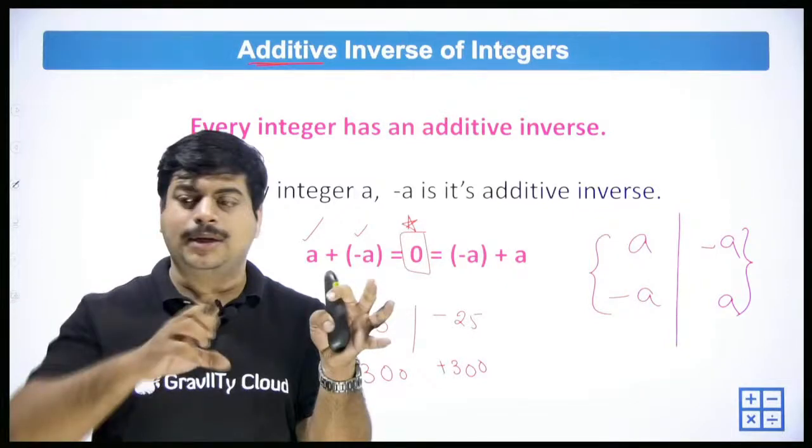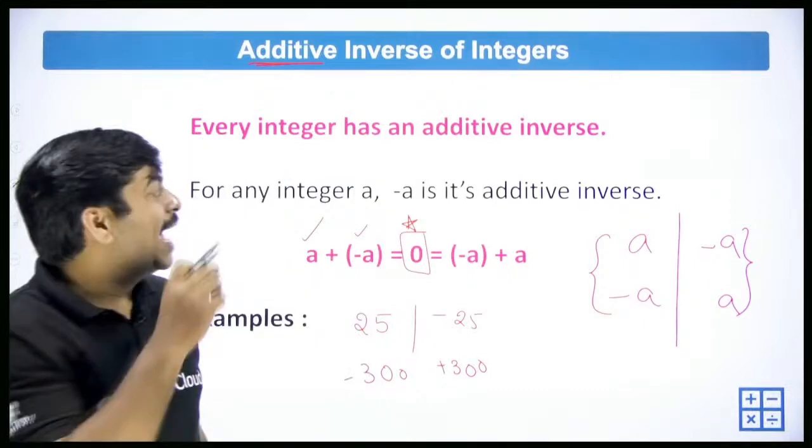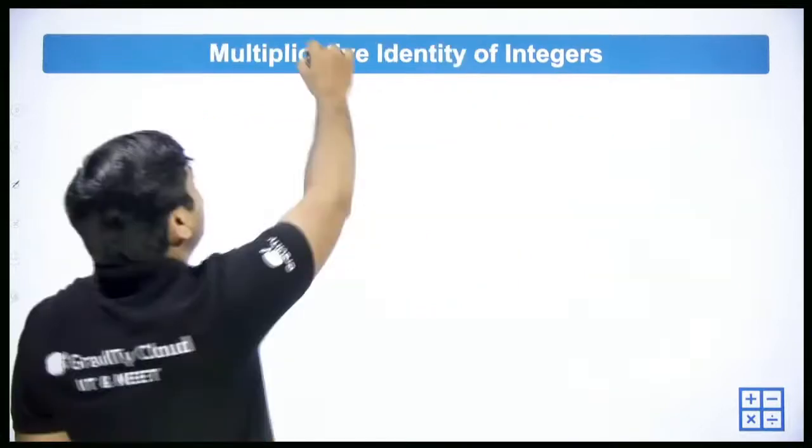Additive inverse, not identity. Identity means you should get the same number back, you should not get 0. Inverse means for a positive, you should get a negative, and for a negative, you should get the positive. Right? That is about additive inverse and additive identity. Next, we will go forward to learn what a multiplicative identity is.